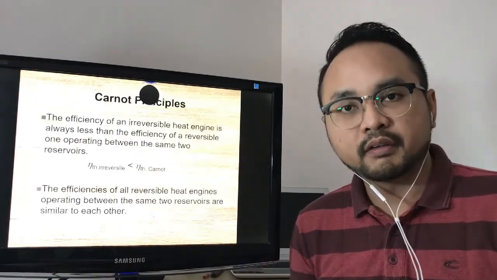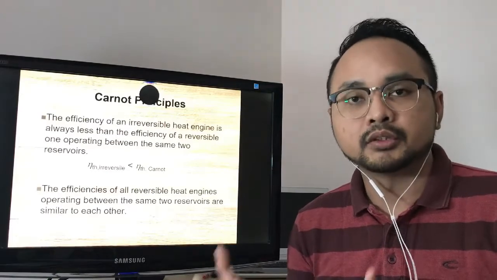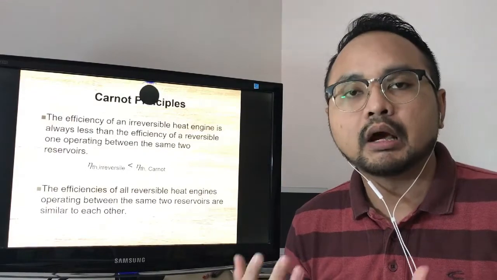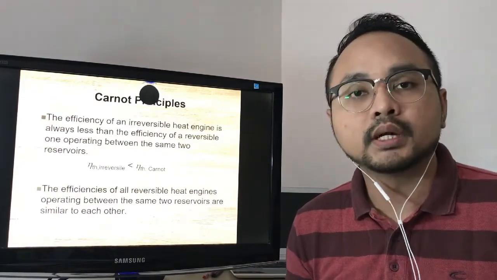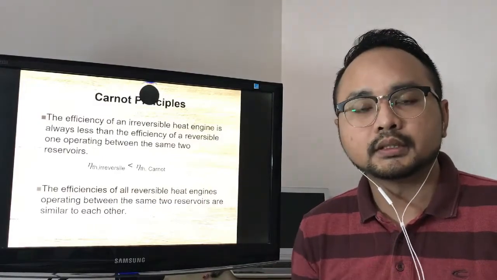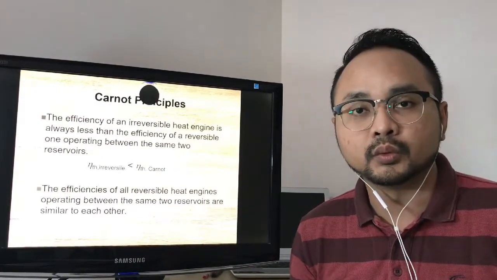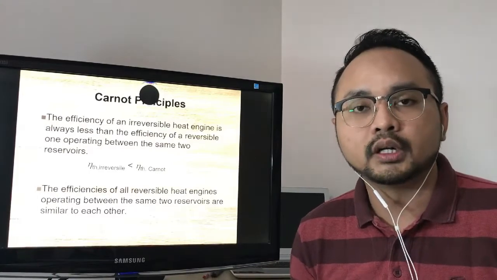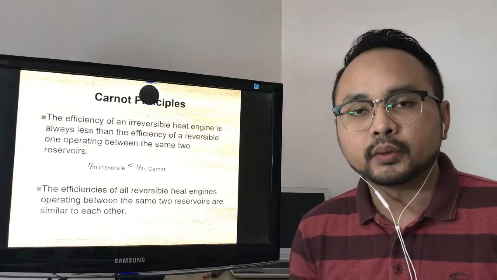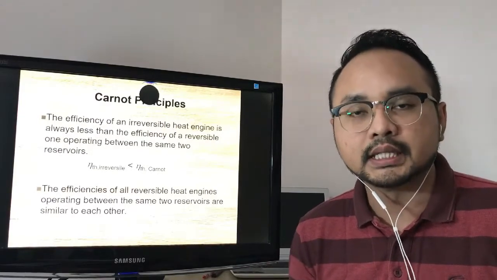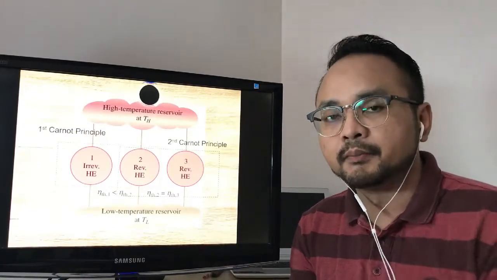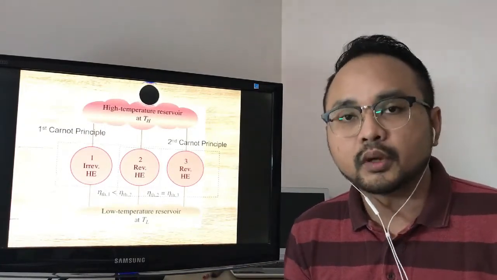When a system is undergoing a reversible or Carnot cycle, that system will produce the best efficiency. The efficiency of an irreversible process is always less than that of the reversible process. Even though it is operating under the same reservoirs, which are the hot and cold reservoirs, if a system is irreversible, its efficiency must always be less than the efficiency of the reversible system. So it is explained in this figure. I'll give you one example in order to understand this.